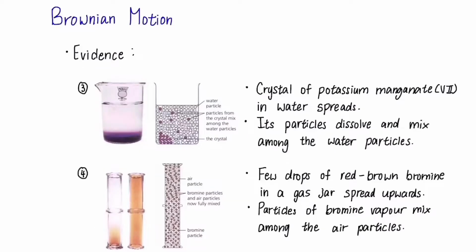Moving on, we can find some evidence in science labs. When a crystal of potassium manganate 7 is placed in a beaker of water, we can observe that the purple color is spread in the water. Its particles have actually dissolved and mixed among the water particles due to Brownian motion. The same thing applies for gases too. Place a few drops of red-brown bromine in a gas jar and you'll notice the brown color spreading upwards. The movement of air particles will cause the bromine vapor particles to spread.